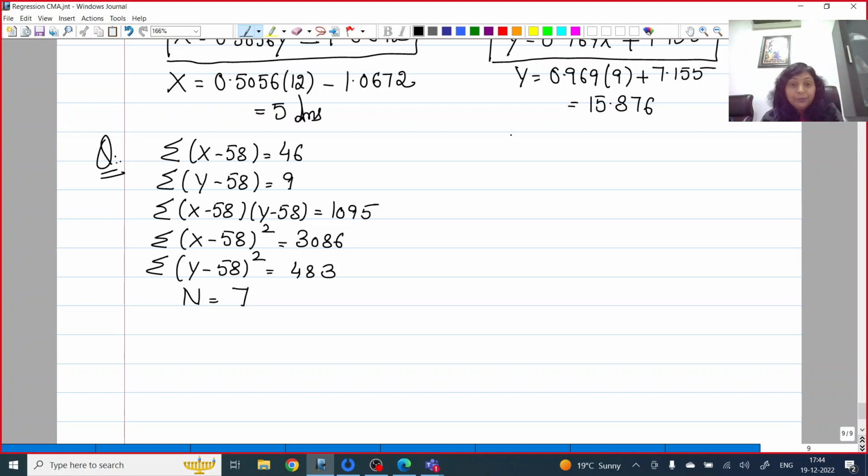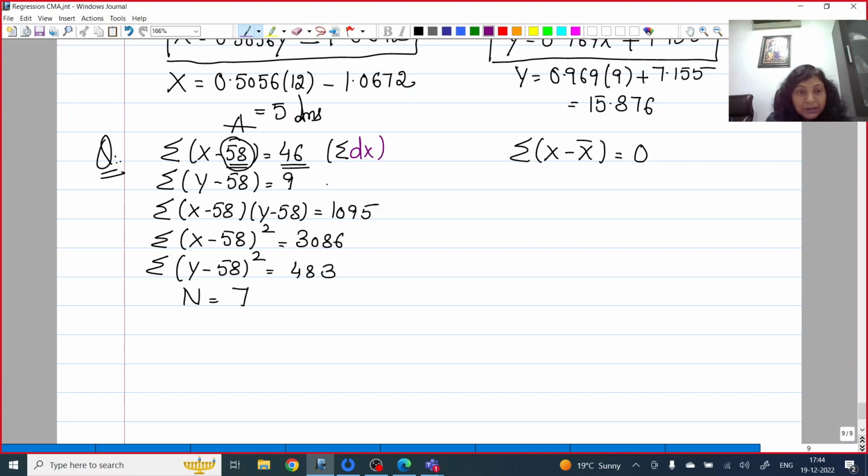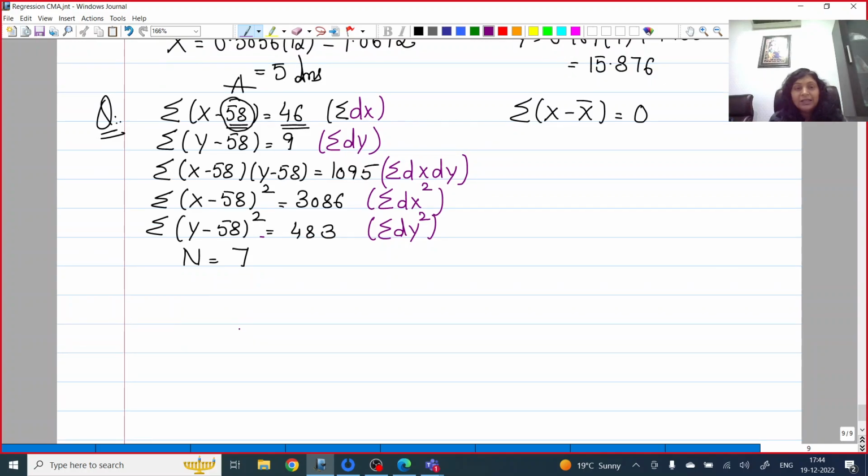So bacha, I have already told you that when deviations are taken from the mean, the sum of deviations is always equal to 0. That means summation x minus x mean should be 0. But here summation x minus 58 is not equal to 0. This means this is not our arithmetic mean, this is our assumed mean. So whenever we have been given an assumed mean, we can write summation x minus a, this is called summation dx. Summation y minus 58 is called summation dy. So summation x minus 58, y minus 58 is summation dx dy. Summation x minus 58 whole square is summation dx square. This is summation dy square. And this is the number of items. So that means you have to apply the shortcut method.